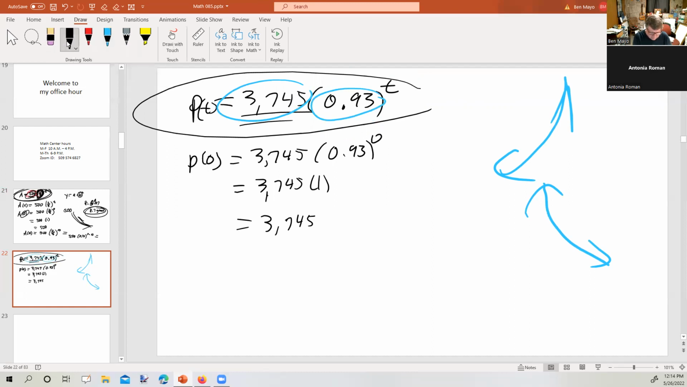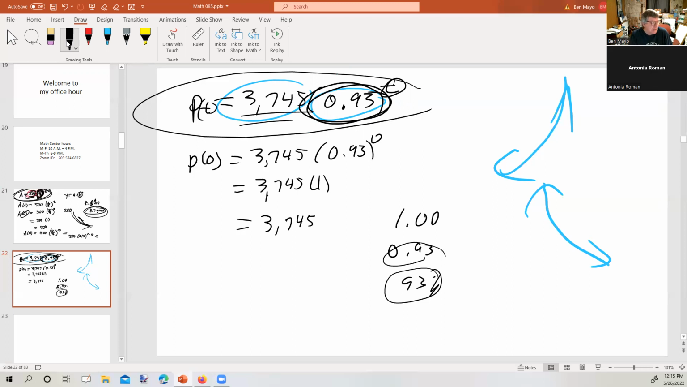Now, at what rate is it decreasing? 7%. Now, where did I get that? Well, 100% would be 1.00. 0.93 is 93%. So every time time increases by 1 unit, we take what was there and multiply it by 93%, 0.93, which means we lose 7%.